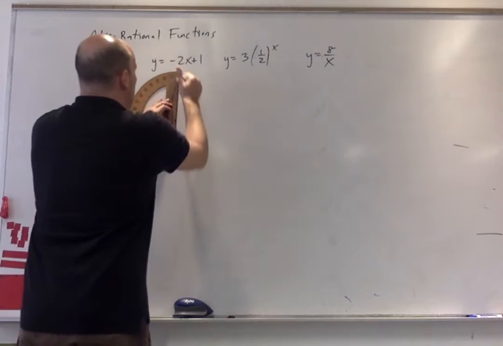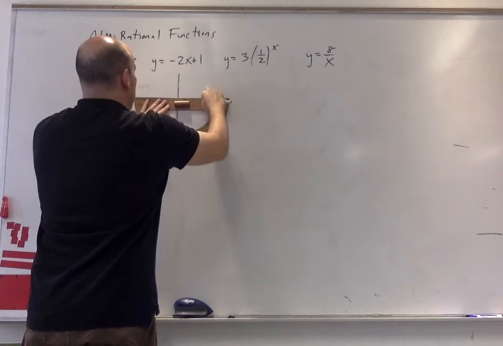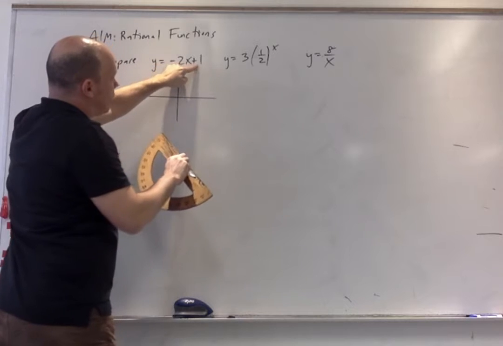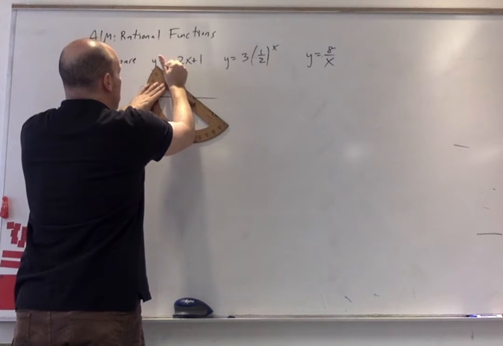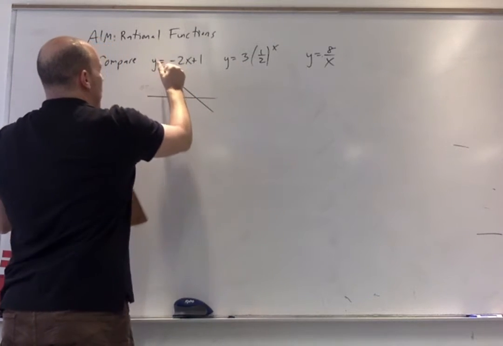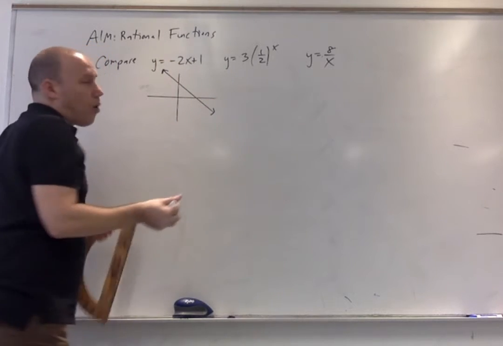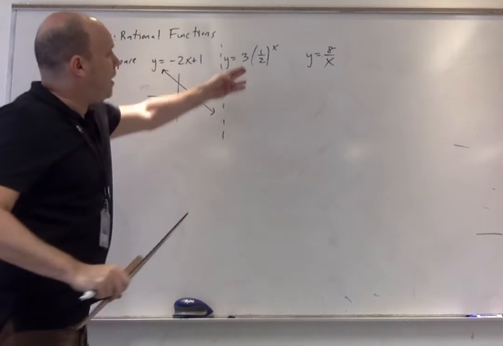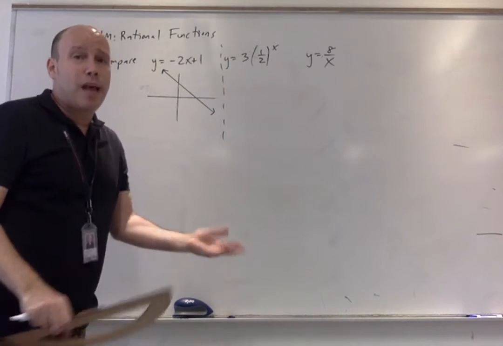Over here, it's a line. It's decreasing, and the y-intercept is 1. So it kind of looks like this. It's a sketch. It's not the best graph in the world. That's fine. And then we had the exponential unit.